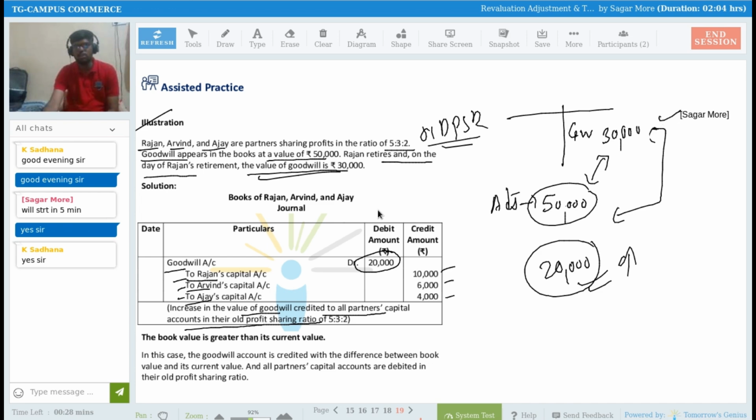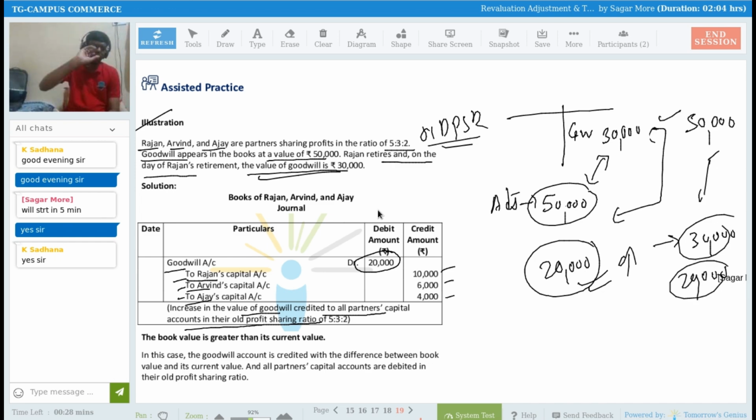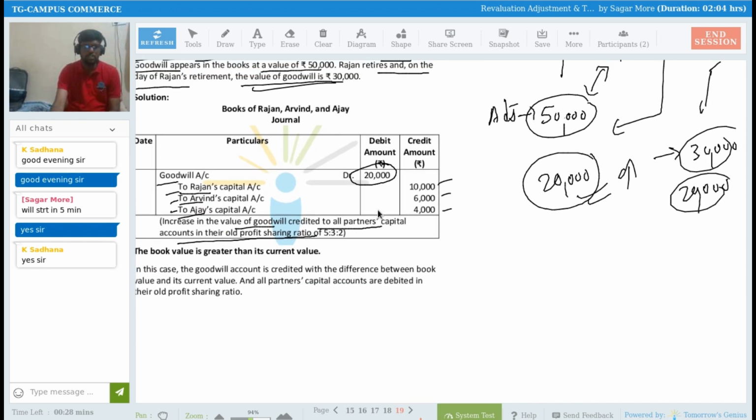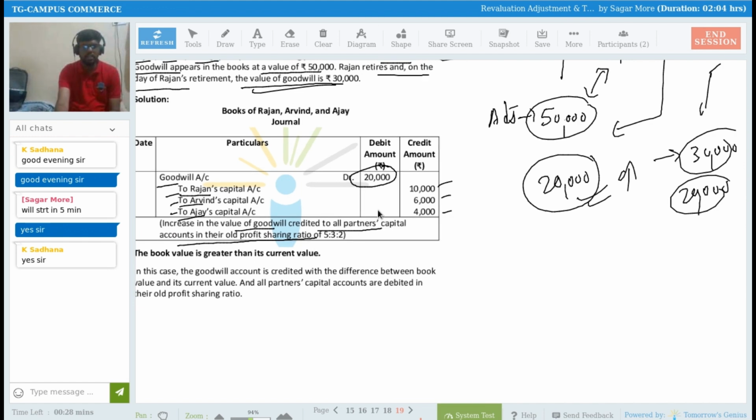And the other way around. For example, if the value of goodwill as per the balance sheet is 50,000 rupees, and as per the adjustment the value of goodwill is 30,000 rupees, then the goodwill value has decreased here by 20,000 rupees. So in that scenario, you have to pass exactly the reverse entry. In the case where the book value is greater than the current value, the goodwill account is credited with the difference between book value and current value, and all partners' capital accounts are debited in the old profit sharing ratio.